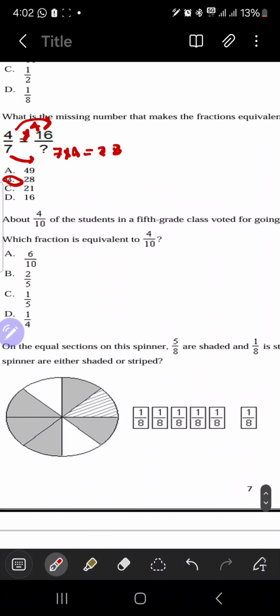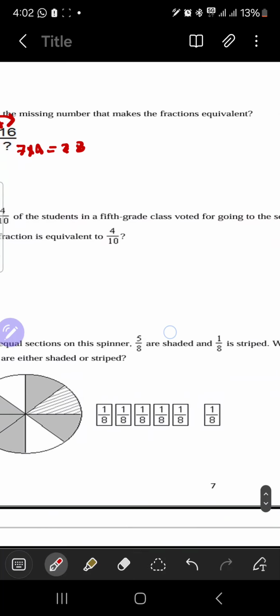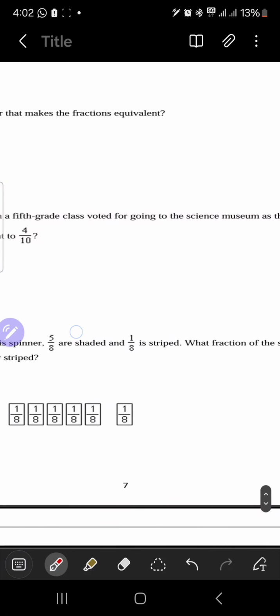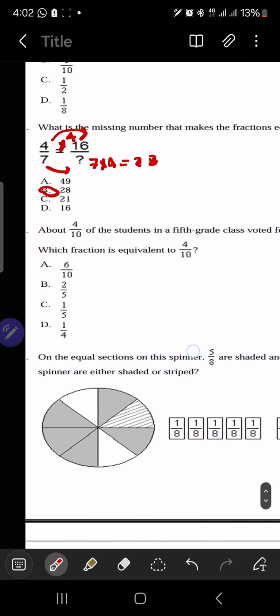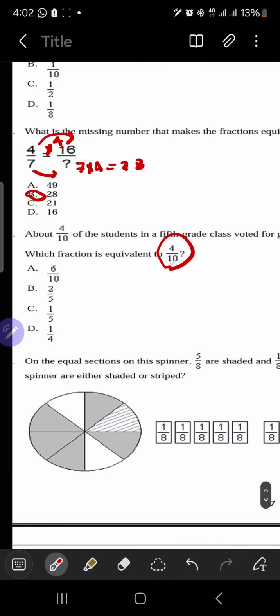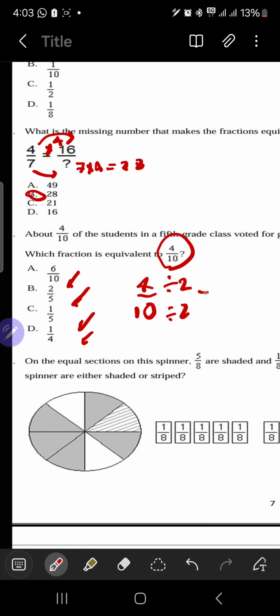Here also, let's see a last example. About 4/10 of the students in the 5th grade class voted for going to the Science Museum as their next field trip. Which fraction is equivalent to 4/10? We see all the numbers here, most of them smaller, so we try to divide by 2 and see what will happen. We see that it's leading to an answer, because 4 divided by 2 is 2 and 10 divided by 2 is 5, so we see that it's 2/5.